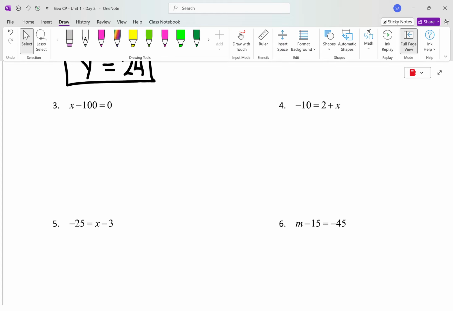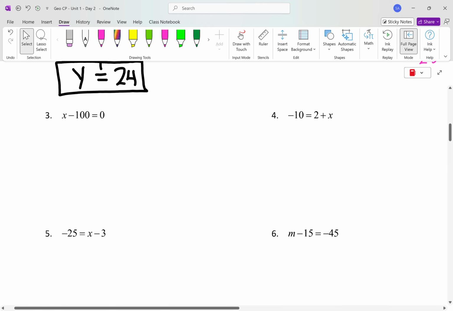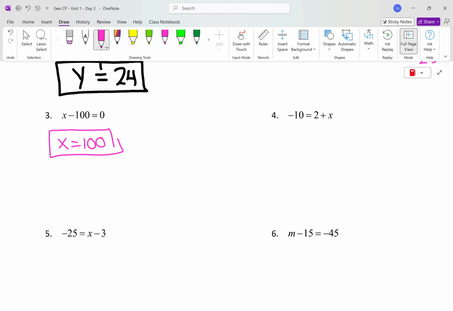All right, who got an answer to number 3? Jack? X equals 100. That's perfect. Does anybody need to see me do that one? X equals 100. How many people got that? Perfect. All right, what about number 4? A little bit sneakier. Stella? I got x equals -12. That's perfect. How many people got that?